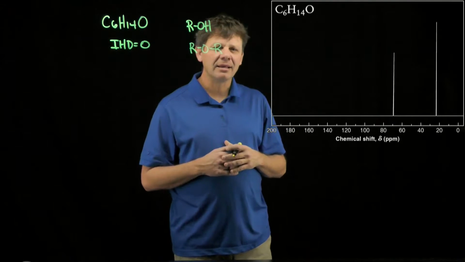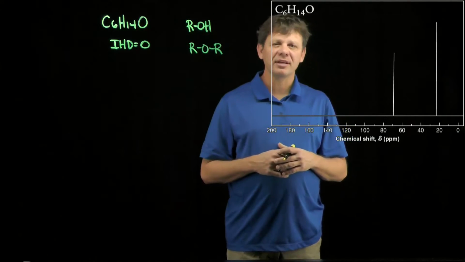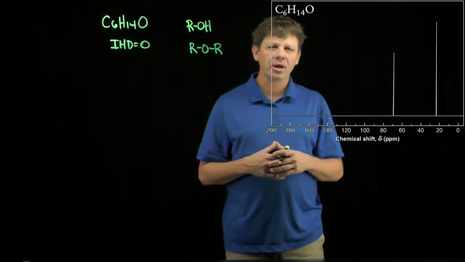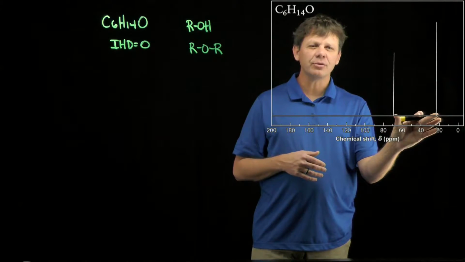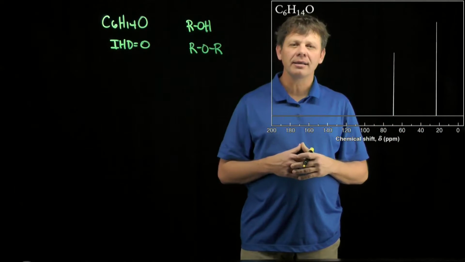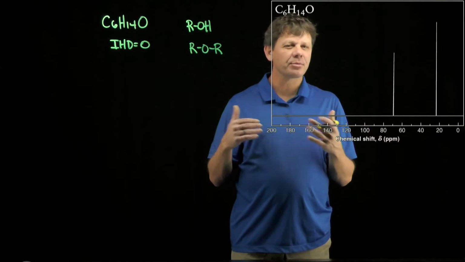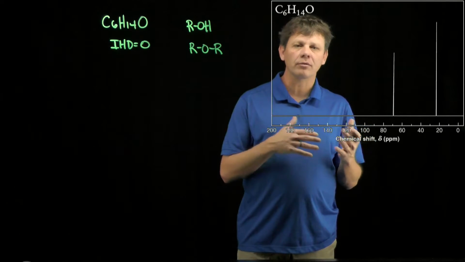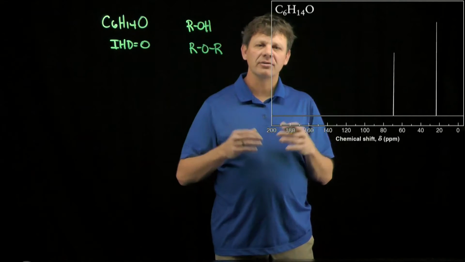And even though we can't use integration with C13 in the same way that we do with proton NMR, the fact that these 2 signals are of similar height means that we might have 3 of each, or maybe 4 of one, 2 of the other. Similar numbers.